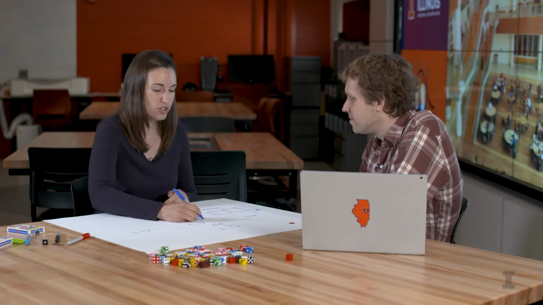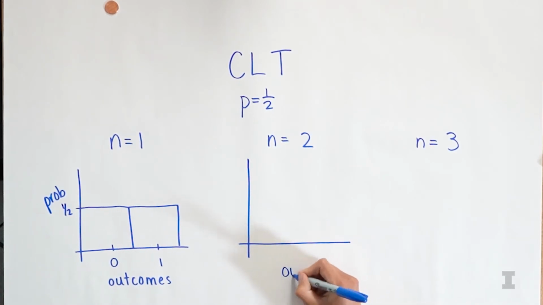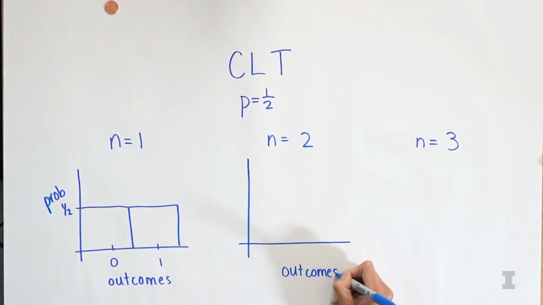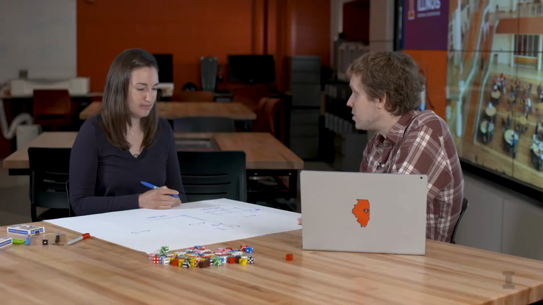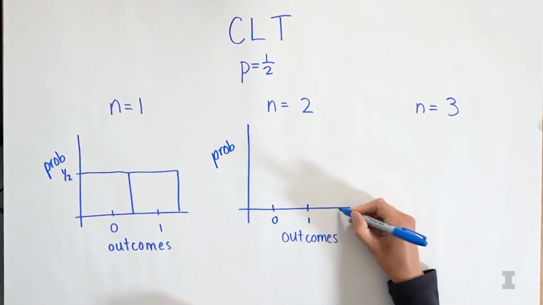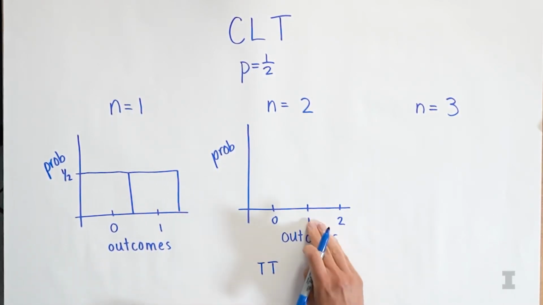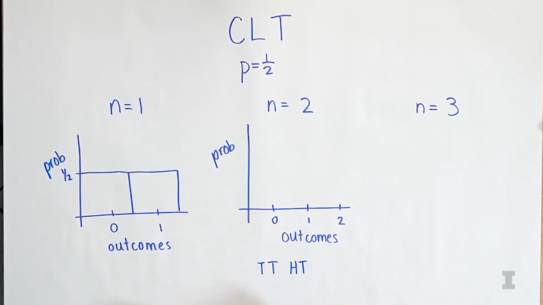So let's go ahead and go to n equals 2. So if I flip a coin twice and I'm counting the number of heads, what are my outcomes? So now we can have up to 2 heads. So 0, 1, or 2 heads. Exactly. And if we wanted to figure out the probability, we could really quickly just list out the sample space. So 0 heads would be getting a tail and a tail. 1 head, I could either get a head first and then a tail, or I could get a tail first and then a head. And then the only other outcome is getting 2 heads.